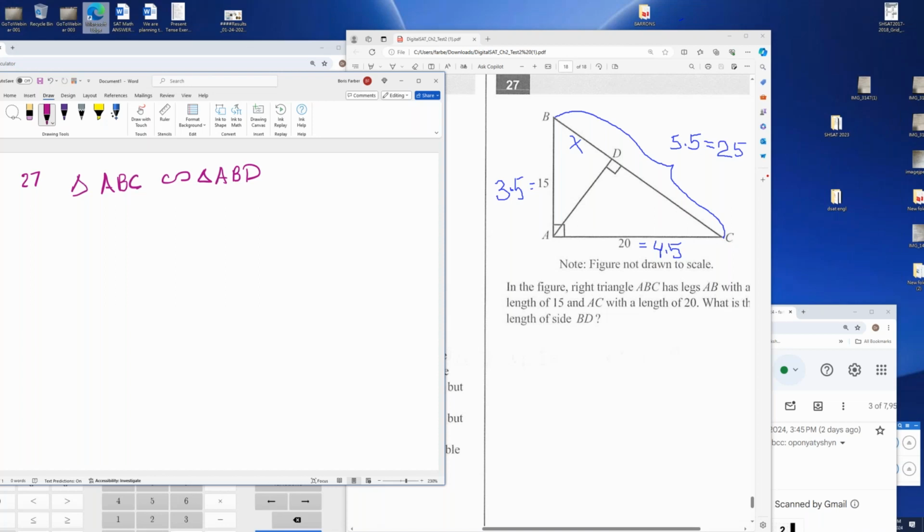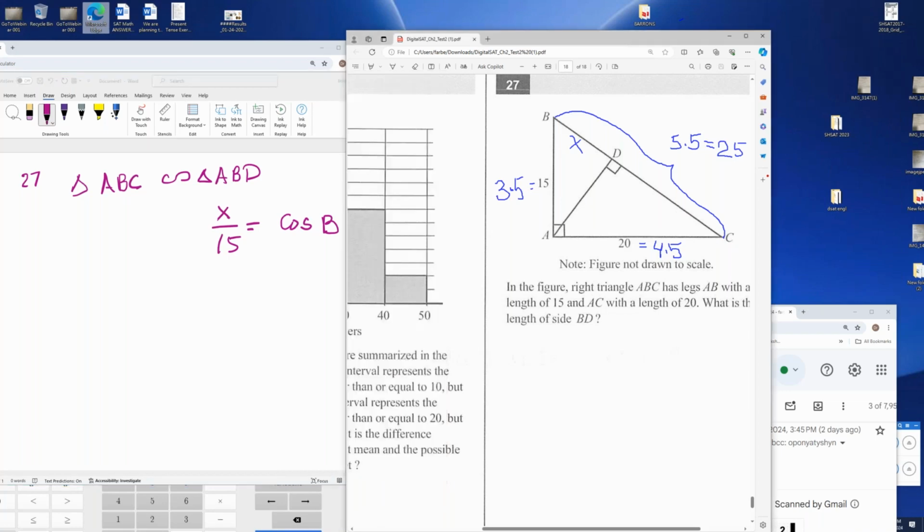Let's say in this small triangle, ABD, I have X and I have 15. Okay, X, if I write X over 15, what is it? It's the cosine of angle B. Agree? We don't need this, it's just to make a nice proportion. It's adjacent to hypotenuse.